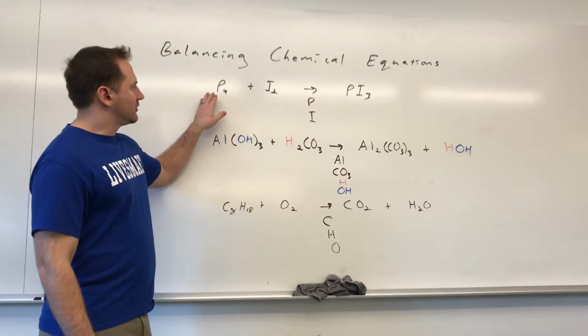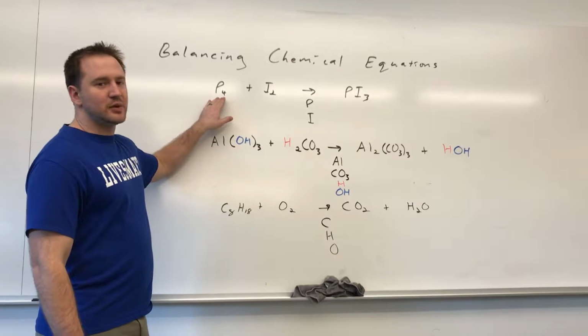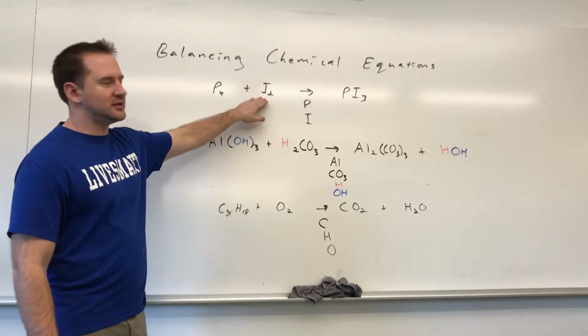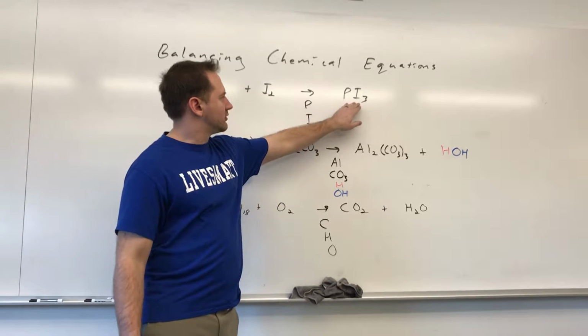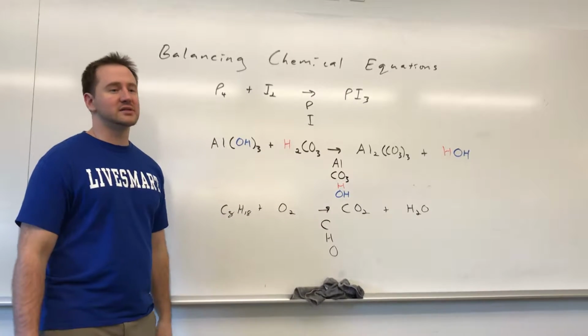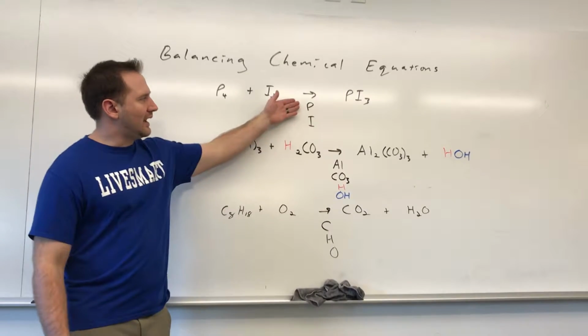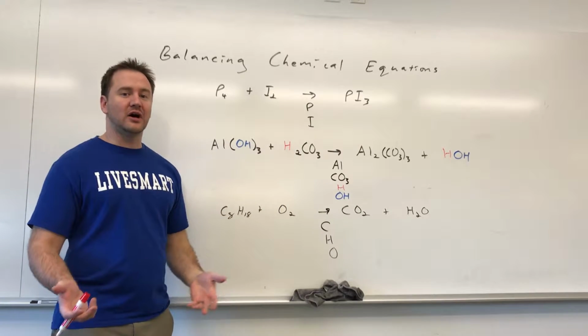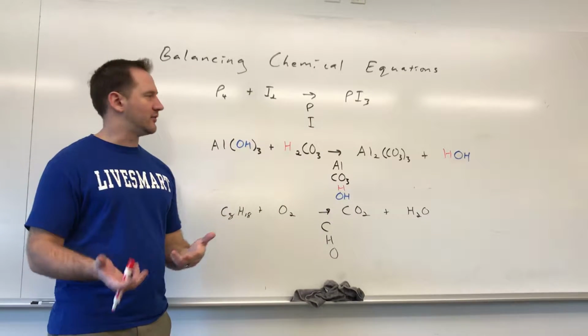So in the first equation, you can see that you have phosphorus as P4 reacting with iodine, which is I2, to make phosphorus triiodide. So you can see clearly that you have a different amount of each element on both sides. So what I like to do is make an atom inventory, which will help keep track of how many of each element or each substance we have on each side.